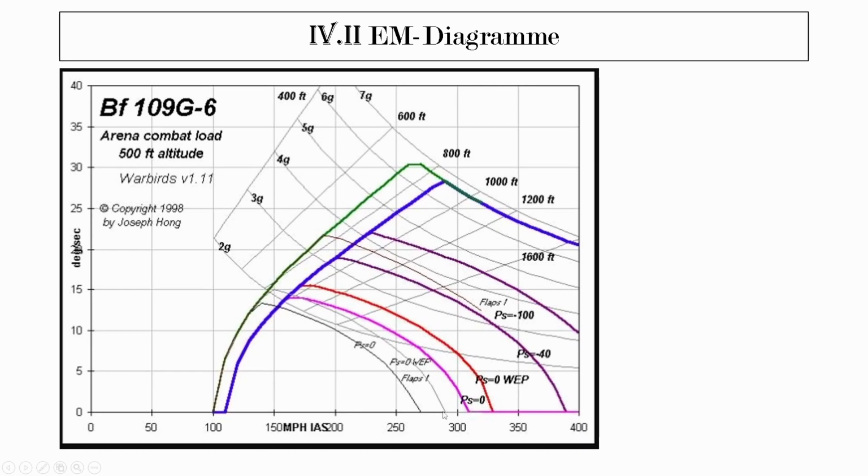so around maybe, I don't know, 270, 280-ish. 280 sounds about right. Miles per hour for this BF109.